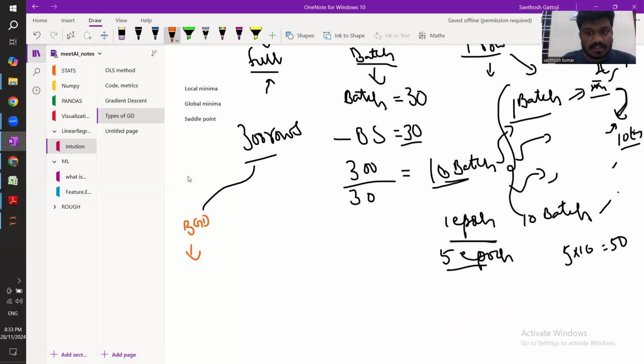For batch gradient descent, how many times is the epoch? Epochs is 5. So batch gradient descent will update 5 times. My stochastic gradient descent will update rows times epochs, that is 300 into 5.